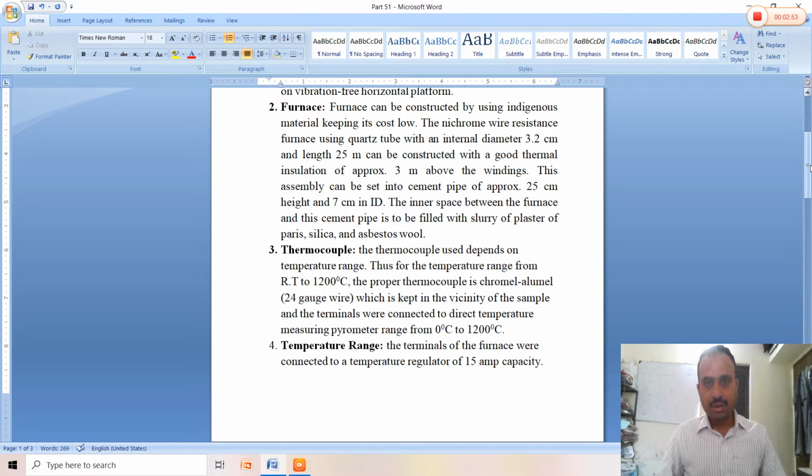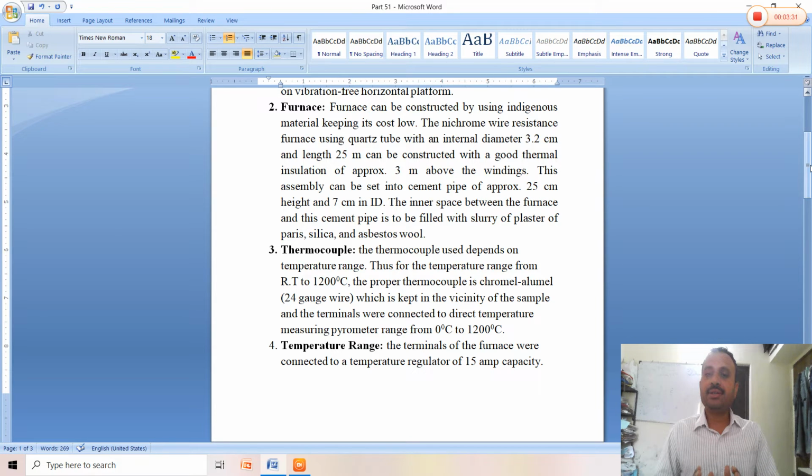So above the winding the distance is 3 meter. Again, the nichrome wire resistance furnace uses a quartz tube with an internal diameter of 3.2 centimeter, and the length of the furnace is 25 meter. It can be constructed with a good thermal insulation approximately above the winding.